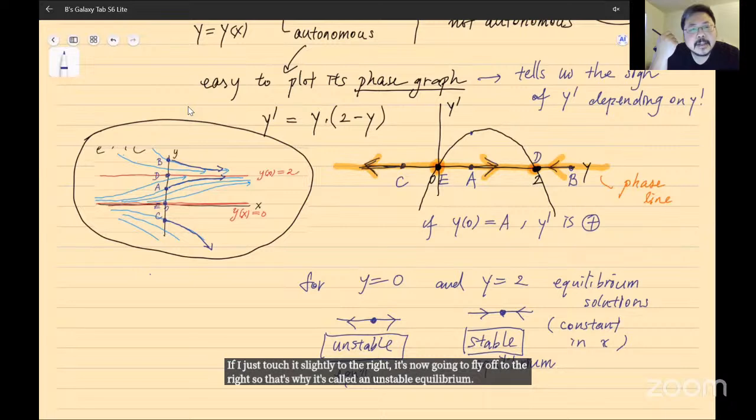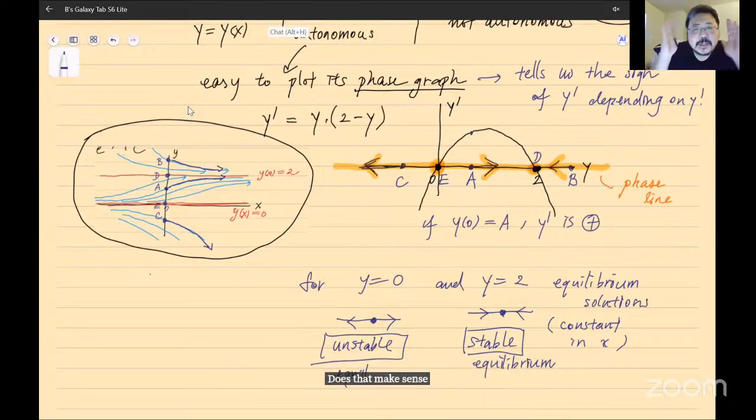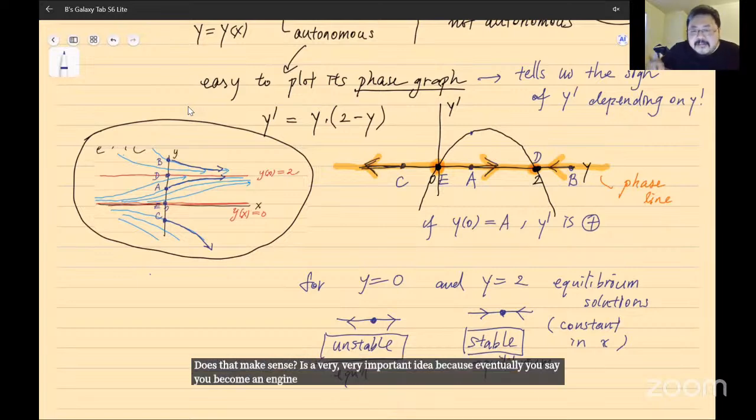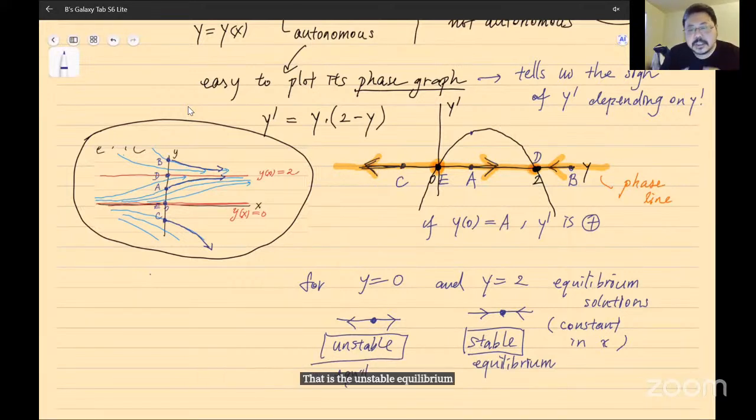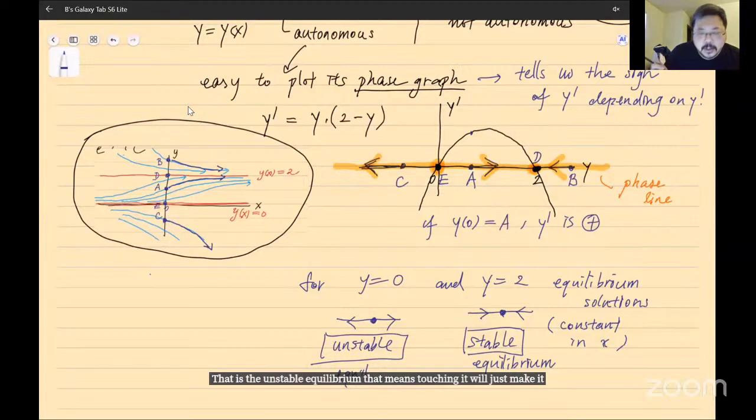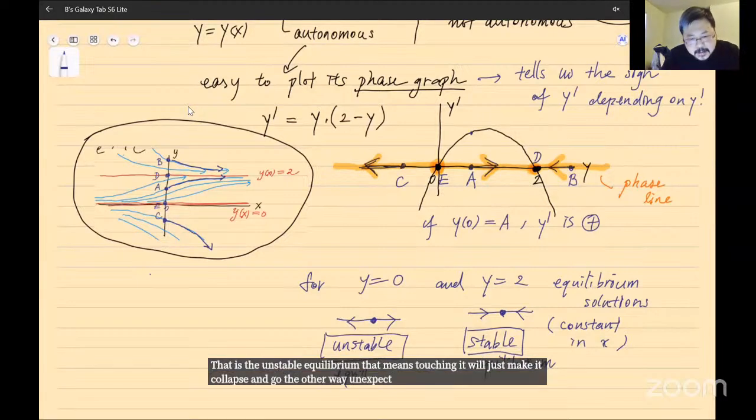Does that make sense? This is a very, very important idea, because eventually, say you become an engineer building something, finding equilibrium solutions is great because that means your thing is stable and not moving, but not really. Is it a stable equilibrium or an unstable equilibrium? Because if you design a building that is an unstable equilibrium, that means touching it will just make it collapse and go the other way unexpectedly.